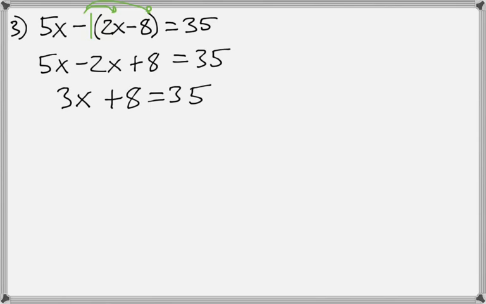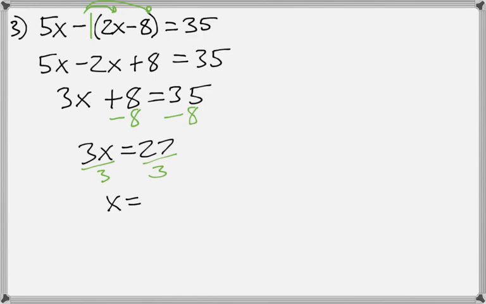And then I need to solve for x. So I need to subtract 8 from both sides. And I have 3x is equal to 27. And then I need to divide both sides by 3. And x is going to be equal to 9.